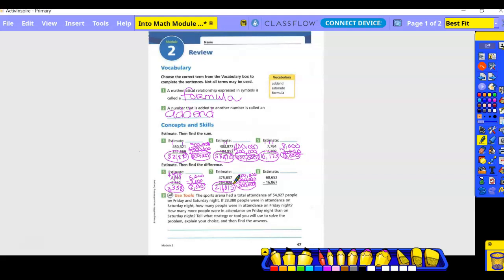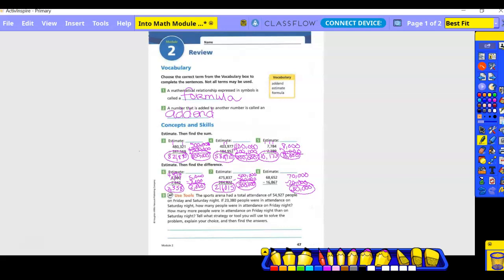Okay. Next one, 68,652. Is that closer to 60,000 or 70,000? 70,000 minus 16,867. Is that closer to 10,000 or 20,000? 20,000. So our estimate is 50,000. 70 minus 20 is 50.